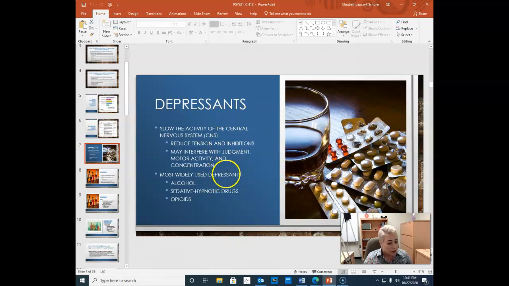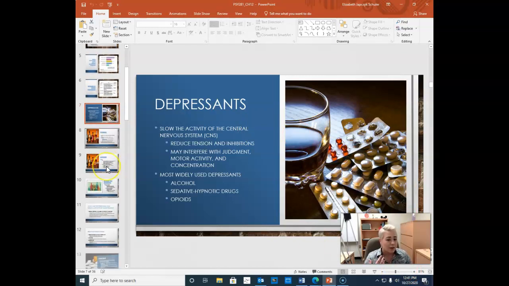Alcohol is one of the most widely used drugs or depressants, especially in the United States, because we don't really see it as a drug. It's like a celebratory thing, but it gets perpetuated in media, and so its normed use kind of makes it seem like it's no big deal.